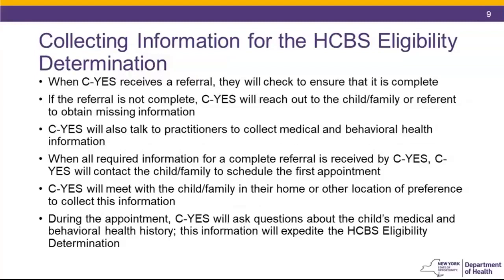Collecting information for the HCBS eligibility determination. When CES receives a referral, they will check to ensure that it's complete. If the referral is not complete, CES will reach out to the child or family or referent to obtain the missing information. CES will also talk to practitioners to collect medical and behavioral health information. When all required information for a complete referral is received by CES, CES will contact the child or family to schedule the first appointment. CES will meet with the child and family in their home or other location of preference to collect this information. During the appointment, CES will ask questions about the child's medical and behavioral health history. This information will expedite the HCBS eligibility determination.